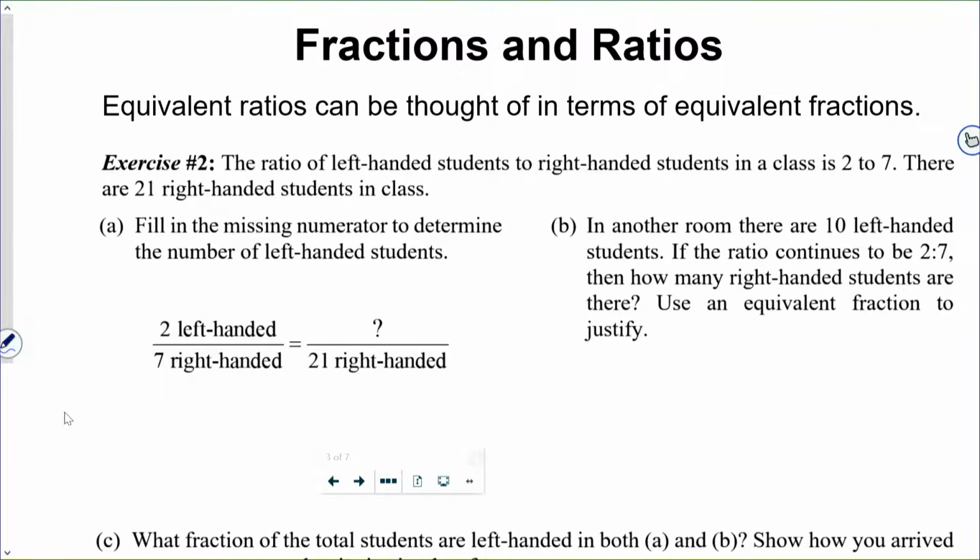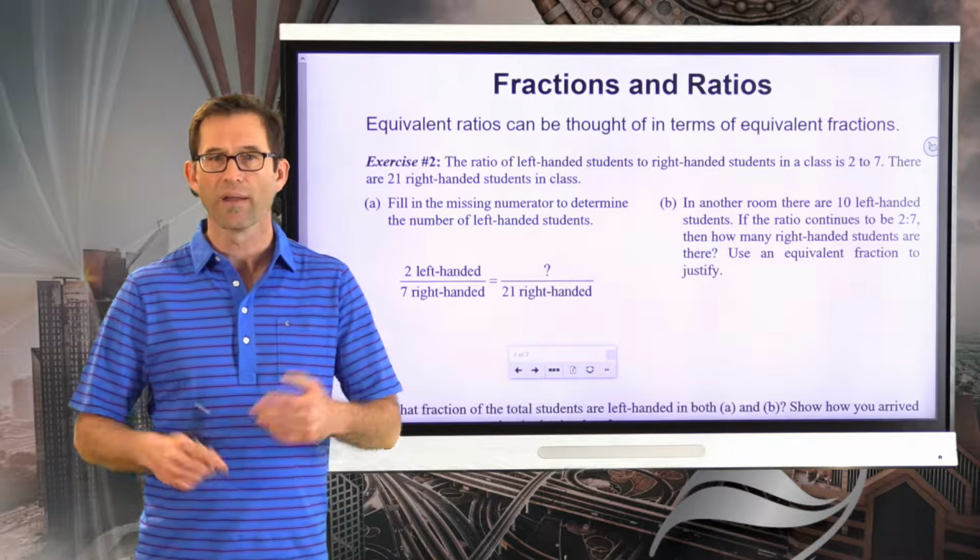The ratio of left-handed students to right-handed students in a class is 2 to 7. There are 21 right-handed students in class. Letter A asks us to fill in the missing numerator to determine the number of left-handed students. All right, let's do it.